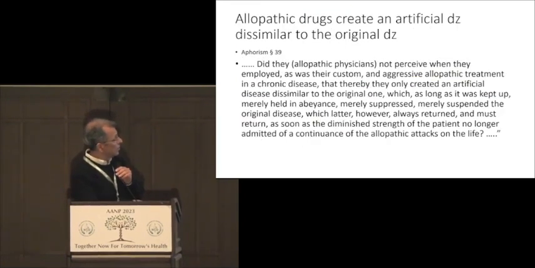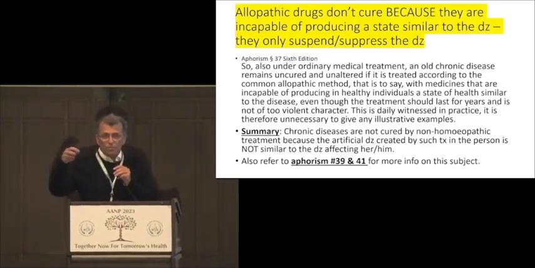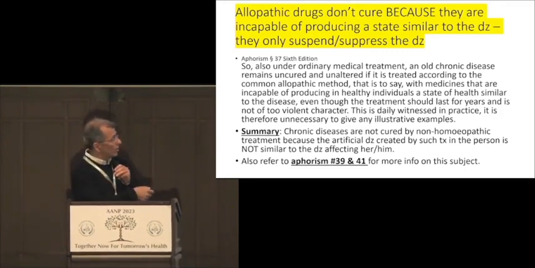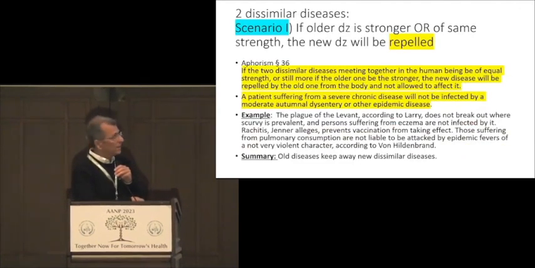So that's aphorism 39. Antipathic drugs create an artificial drug disease dissimilar to the original disease. Allopathic drugs don't cure because they're incapable of producing a state similar to the disease. They only suspend, suppress the disease. Allopathic drugs save lives, we're not arguing with that, but they often don't cure. They can even sometimes cause an additional disease, as you all know.